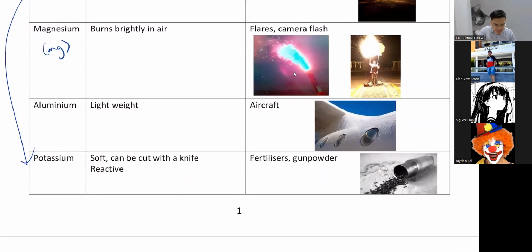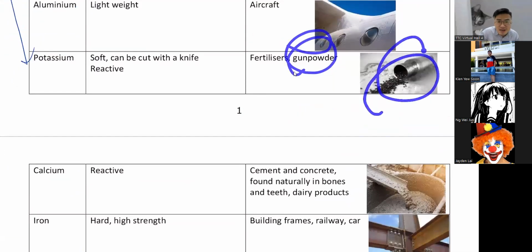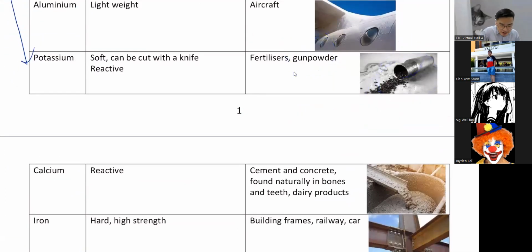And then of course, we use them as gunpowder. Guys, do you know what gunpowder is? All right, when we are talking about bullets, guys, okay, let's talk about bullets. Yes, that's the powder in the gun.